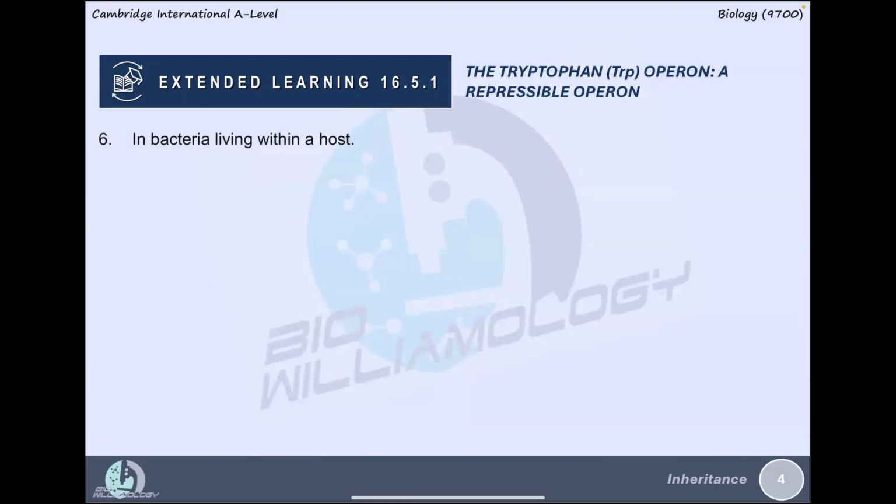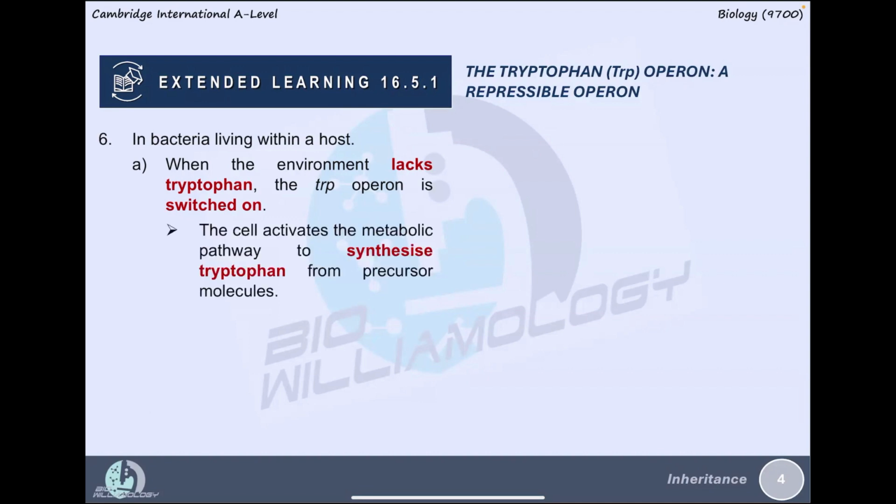So in bacteria living within a host, when the environment lacks tryptophan, the tryptophan operon is switched on. So the cells activate the metabolic pathway to synthesize tryptophan from the precursor molecule. Precursor molecule means the starting molecule.